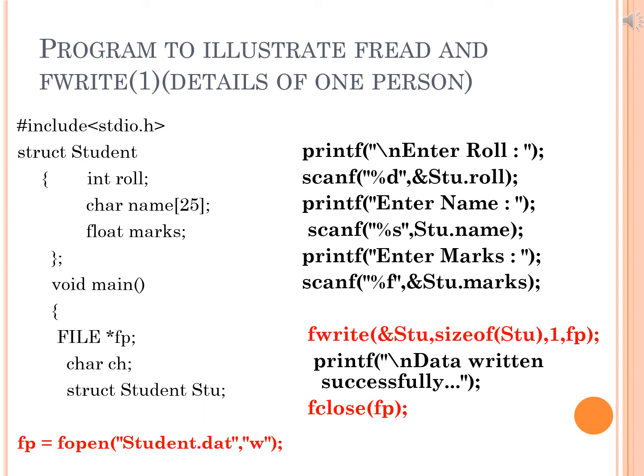So fwrite, what all are you passing? The reference to the structure that you are writing, the size of the structure that you want to write, 1 as you are writing it only once, and fp is the file pointer. Now you can close the file pointer, fclose(fp).